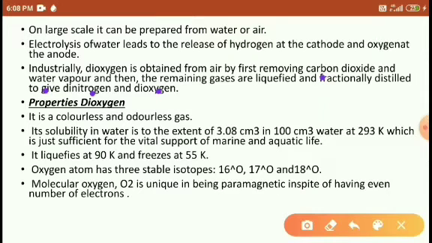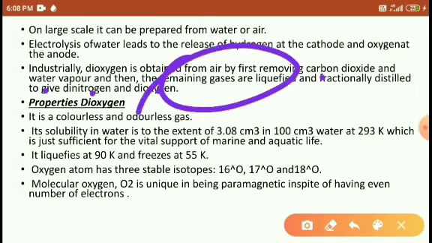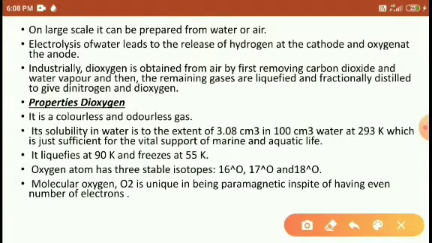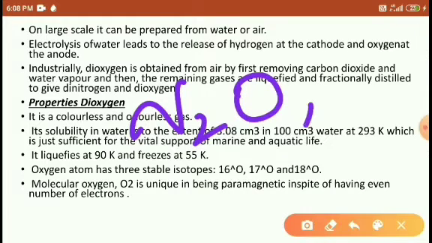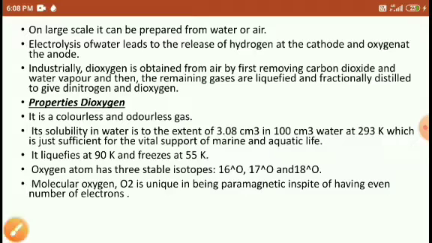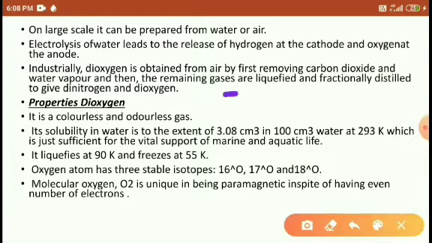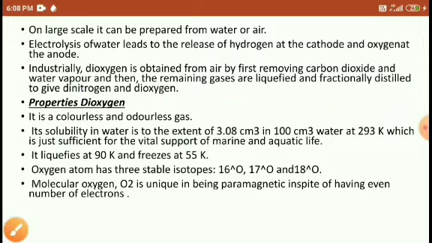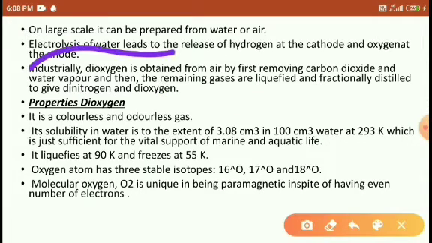Industrial method: industrial dioxygen is obtained from air. The air contains nitrogen, oxygen, carbon dioxide, water vapors, etc. Through fractional distillation and liquefaction, it forms dinitrogen and dioxygen. These are one of the methods. So these are all the industrial methods, students. Here we are discussing this very briefly.